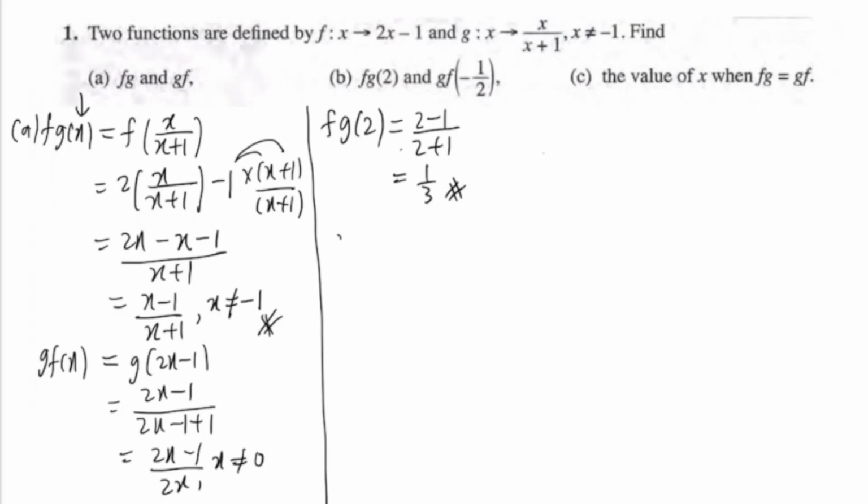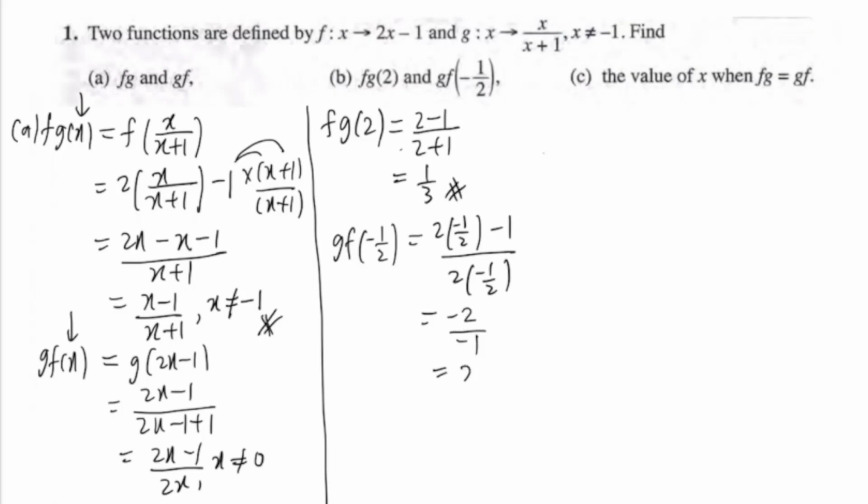Okay. Next, how about gf(-1/2)? So I'm going to put -1/2 inside my gf. My gf is this, so just use the result. It's going to be (2(-1/2) - 1)/(2(-1/2)). Okay, in this case, 2 times negative half is negative 1. Negative 1 minus 1 is minus 2. You divide by another minus 1. Your answer is just 2.